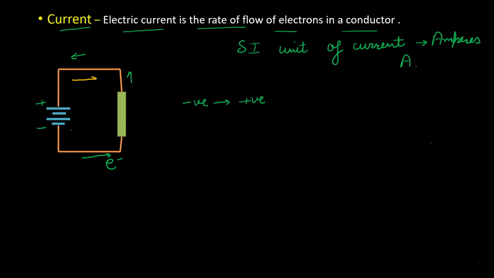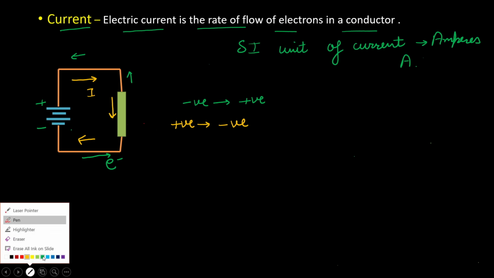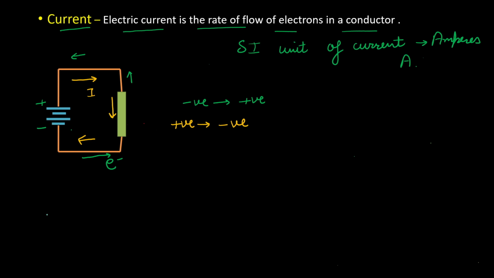From this diagram we can see that the current starts to flow in this direction. The green arrow indicates the direction of electrons and the orange arrow indicates the direction of current. It flows in the opposite direction, that means from the positive terminal of the battery towards the negative terminal. So the current always flows in the opposite direction with respect to the electrons.